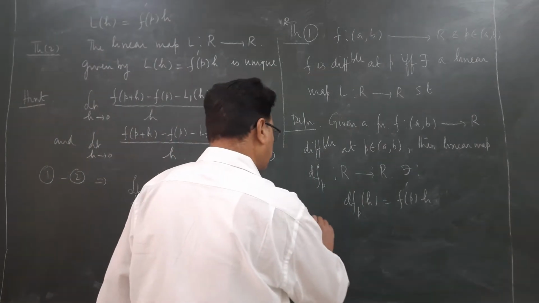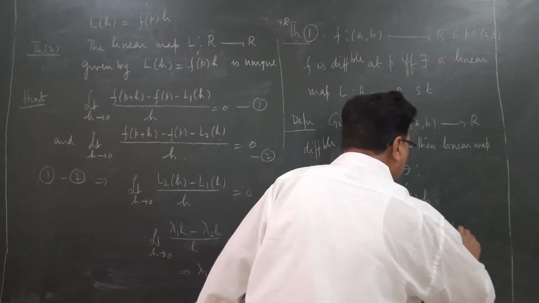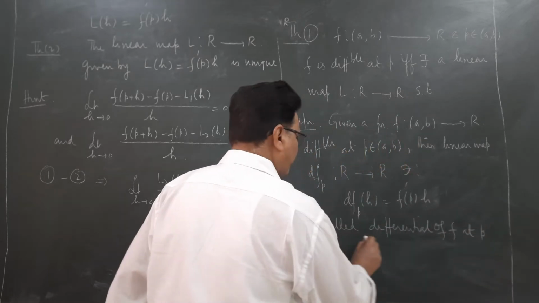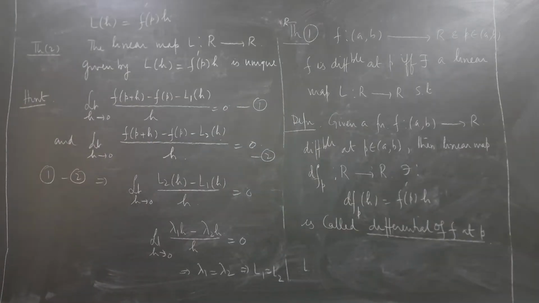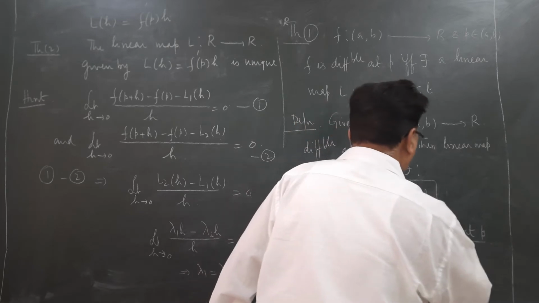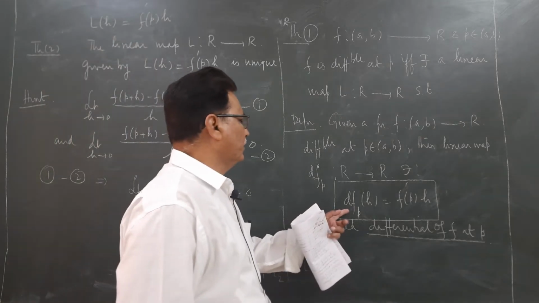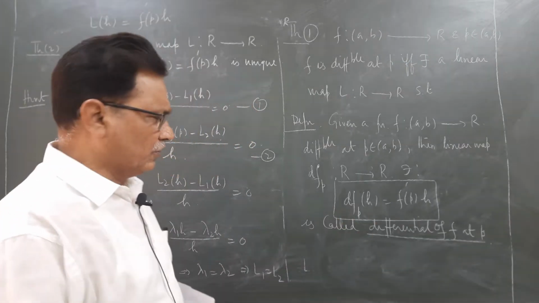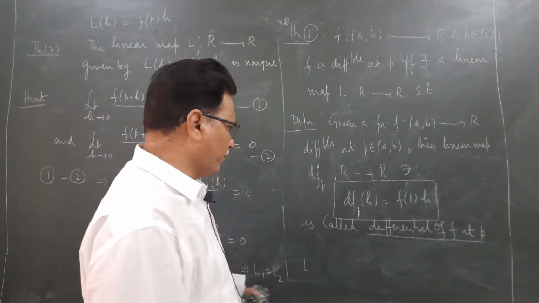Is called the differential of f at p. So given a differentiable function, we can think of a linear map which we will call the differential of f, and it is defined by this formula. It is the same as L_h, so I will rather denote it by df_p. This is a standard symbol for the differential of f. The same symbol is used in the case of manifolds also.